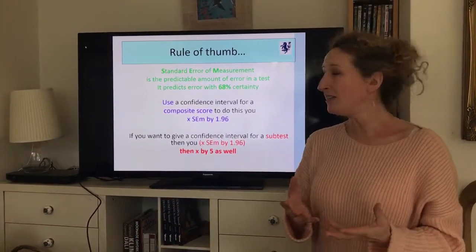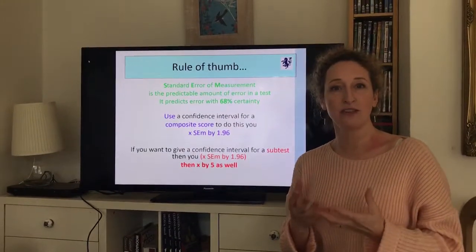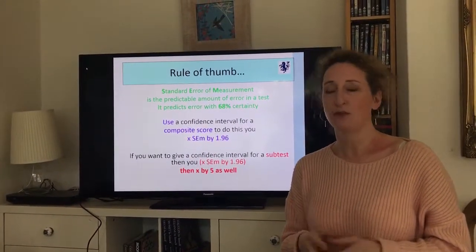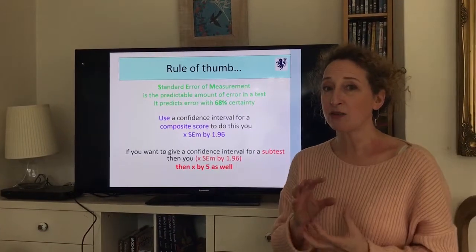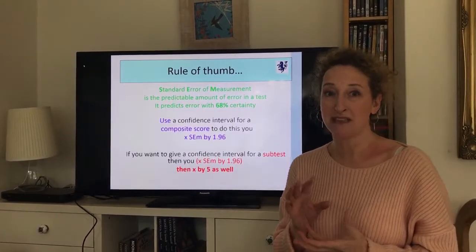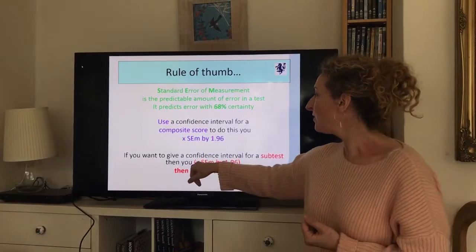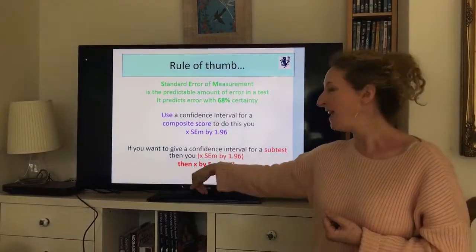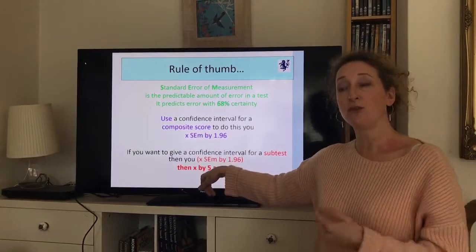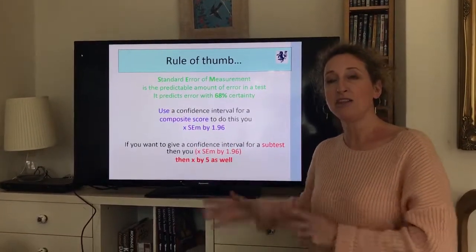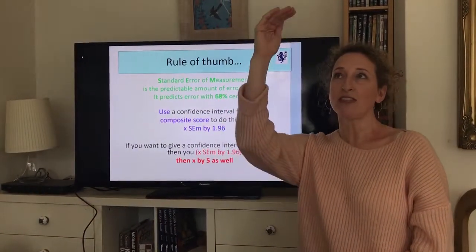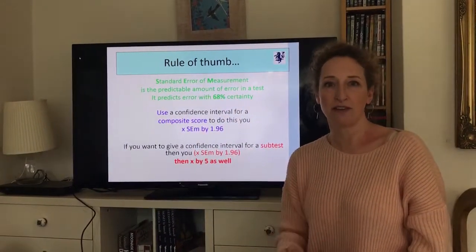Now, if for some reason you want to get a confidence interval for a subtest, which will have been reported with a scaled score, 10 being the mean, then you times the standard error of measurement by 1.96 and then by 5 as well. And the reason it's by 5 as well is going back to that original chart where we've got the standardised scores going up in increments of 5.